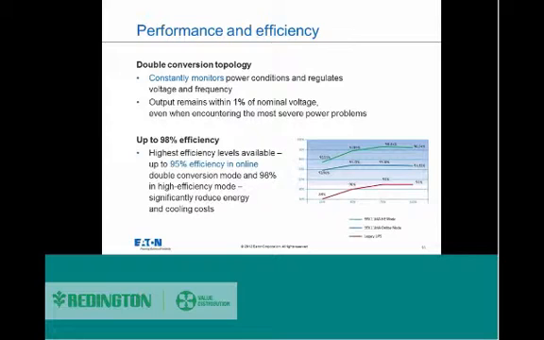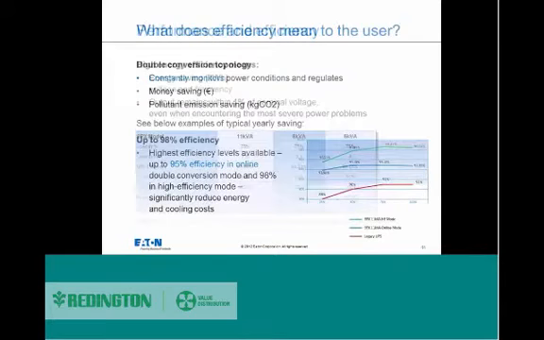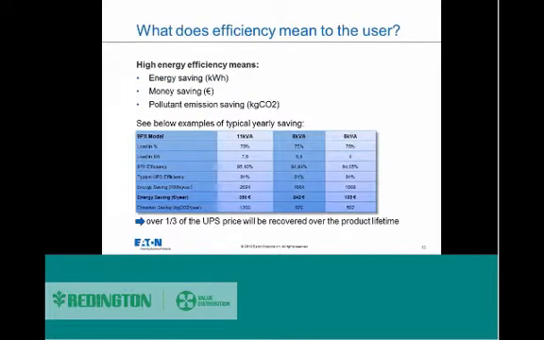Being a double conversion or online conversion topology model, it constantly monitors your power conditions and helps you regulate your voltage and frequency. That's the main purpose of the online models. And like I said, the energy efficiency of the 9PX models, whether it's on full load or half load, is very high compared to the other competitive models which are there. The 9PX models range from 5 kVA, 6 kVA, 8, and all the way up to 11 kVA.